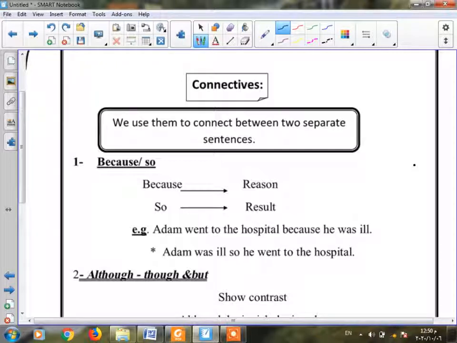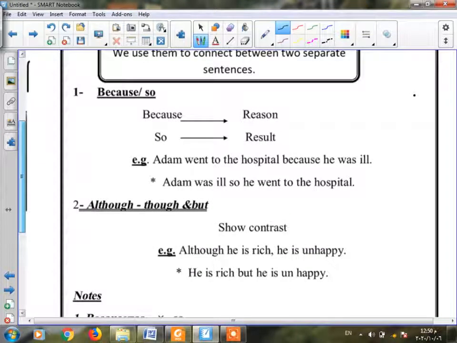We have here today two kinds of connectives. We have connectives to show the reason and the result, and we have others that show contrast. Let's deal with each one together. The first part of my lesson is because and so. These are two important connectives, and they are used in the middle of our sentence.